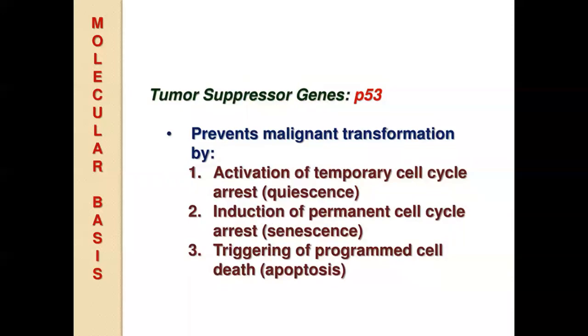This prevents malignant transformation by activation of temporary cell cycle arrest, quiescence, the induction of permanent cell cycle arrest, senescence, and the triggering of programmed cell death, which means apoptosis.